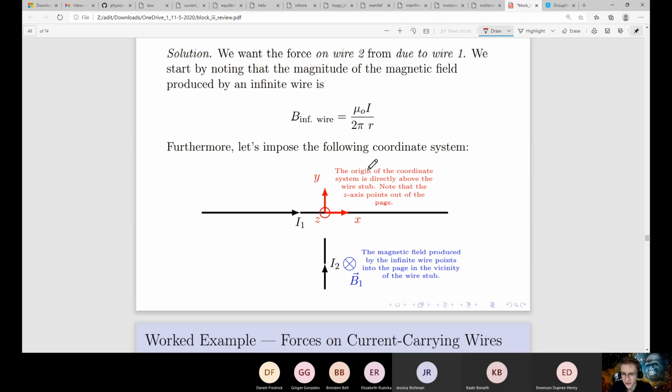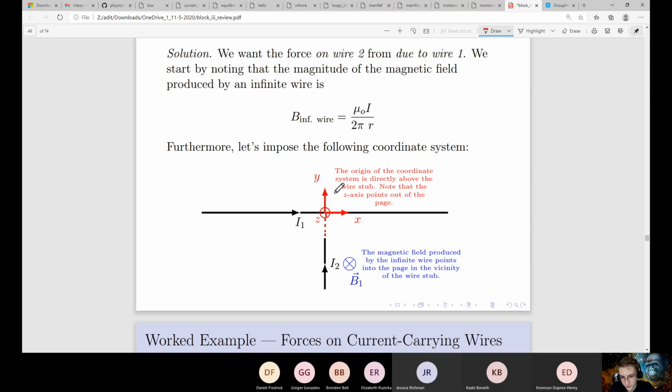But we're dealing with two wires here, and we're going to have to calculate the force on one from the other. So let's just impose a coordinate system. Let's say the x-axis is pointing to the right, the y-axis is pointing up, and the z-axis is pointing out towards the page, towards us. And the origin of this coordinate system is centered directly above that wire stub right there.